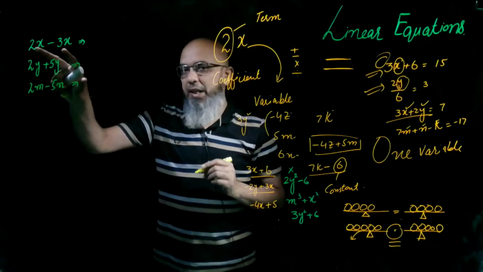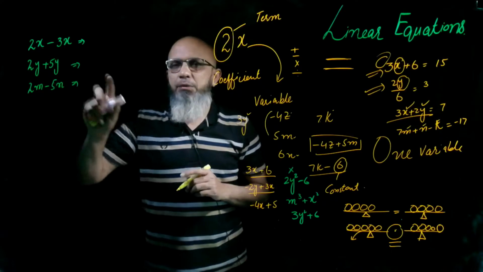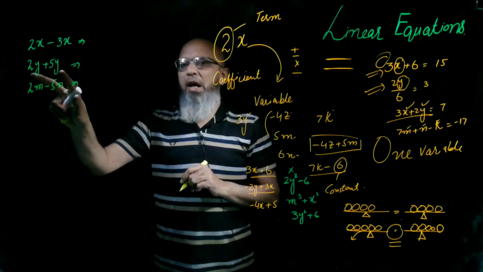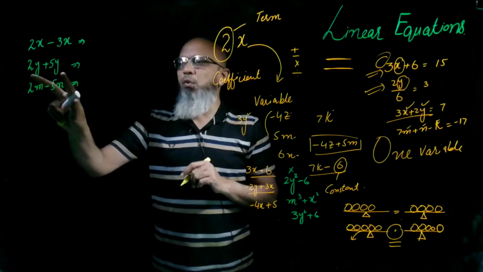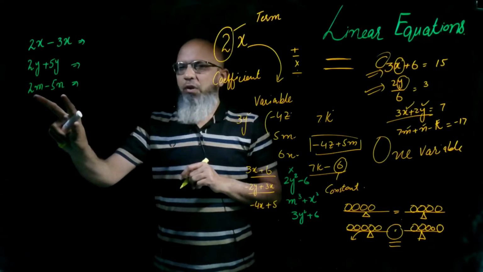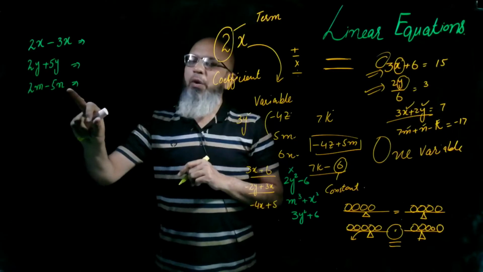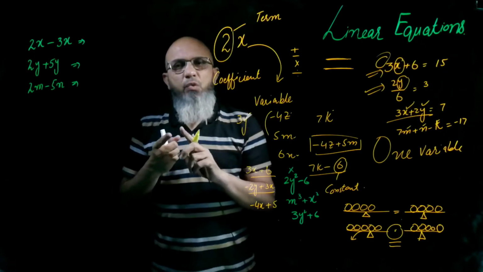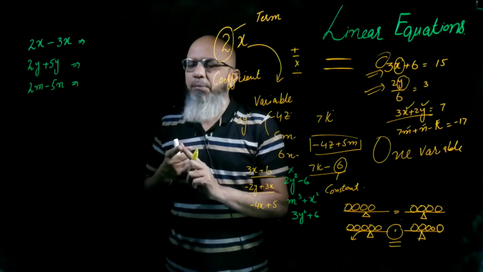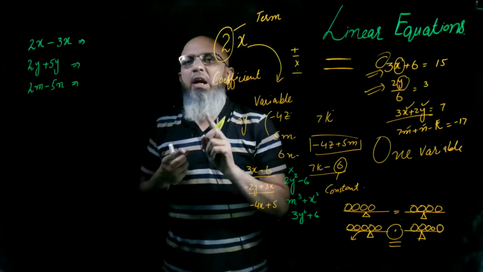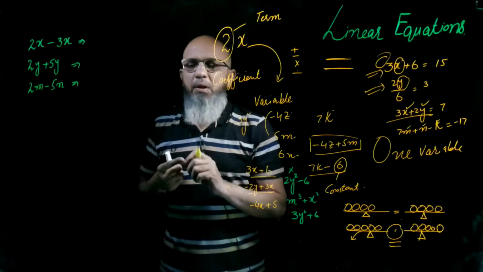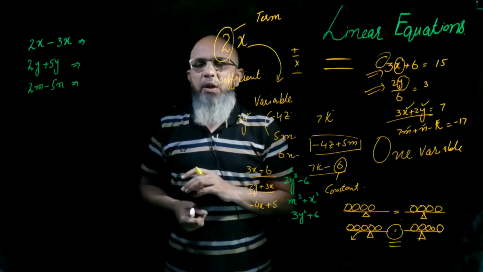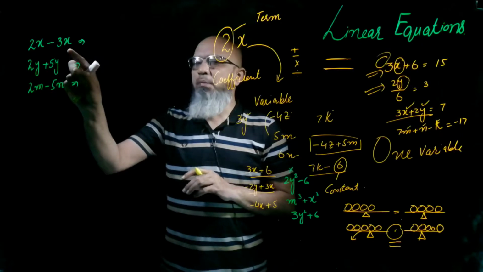Can we solve this? Yes. Why? Because they are like terms. Why are they like terms? Because their variables are the same. Can we add this? Yes, we can add this. Why? Because the variables are the same. Can we add this? No, because the variables are not the same. So you deduce two things: we can add or subtract the terms when we have the same variable, and when the variables are different we can't add or subtract.